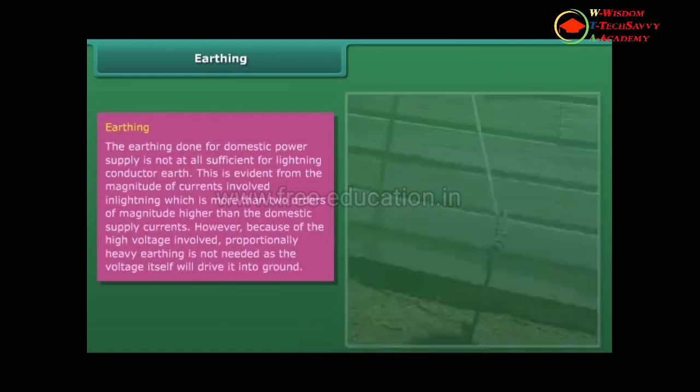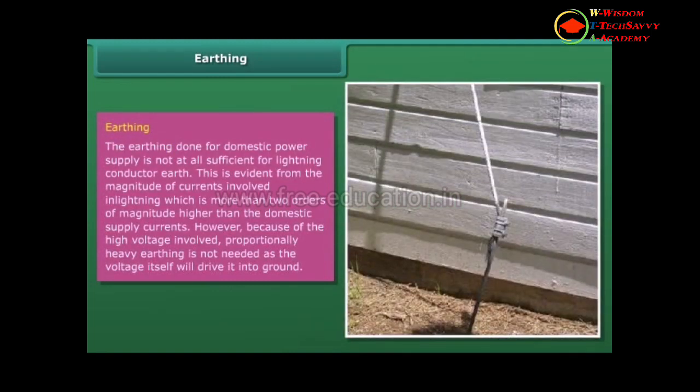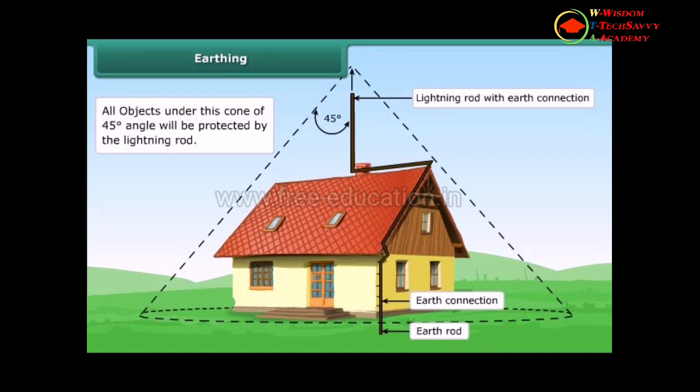Earthing. The earthing done for domestic power supply is not at all sufficient for a lightning conductor earth. This is evident from the magnitude of currents involved in lightning, which is more than 2 orders of magnitude higher than the domestic supply currents. However, because of the high voltage involved, proportionally heavy earthing is not needed, as the voltage itself will drive it into the ground.